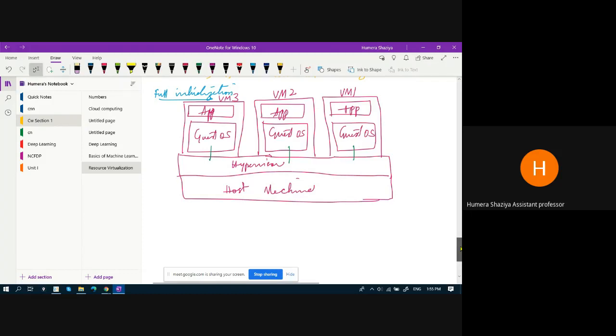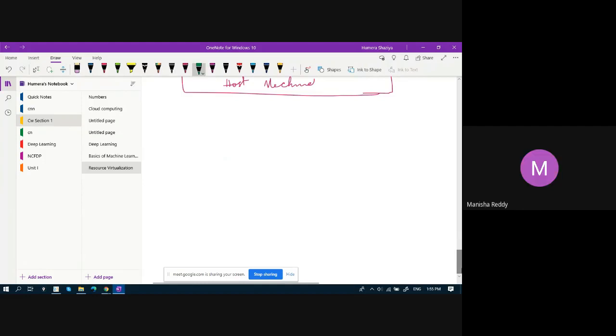Next you have para virtualization. Host machine means physical resources, like processor, memory, RAM, disk. That is nothing but the host machine.